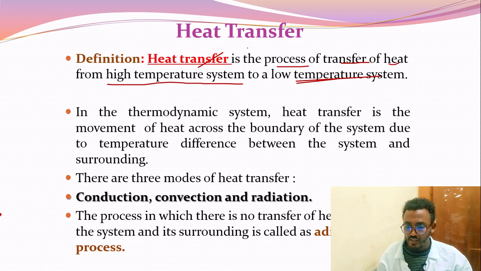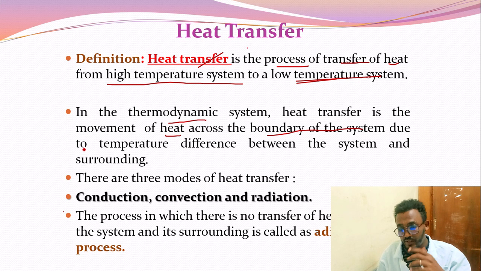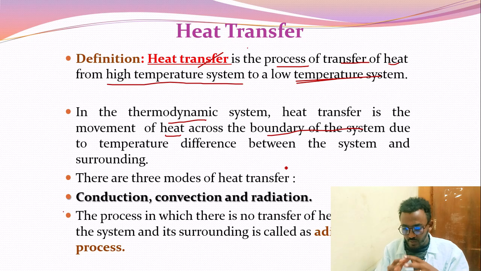In a thermodynamic system, heat transfer is the movement of heat across the boundary of the system due to temperature difference between the system and surrounding. Like when we cover thermodynamics, we will talk about the system and surrounding, but we don't have the system and surrounding here. So there's a temperature difference between the system and the surrounding. So heat moves from the higher temperature to a low temperature, either by conduction, convection, or radiation. So we call this thing heat transfer.